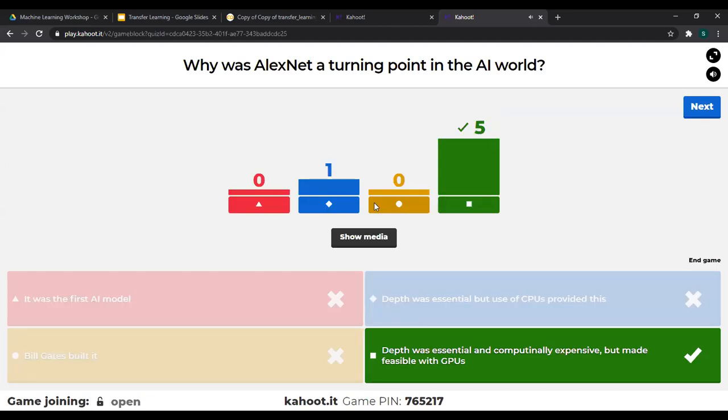Yep, great job. The depth was essential and computationally expensive. I spelled that wrong accidentally. And it was made feasible with GPUs. GPUs provided its depth, and it wasn't very expensive. So if you accidentally picked that, then I get it, because sometimes you would accidentally pick it.